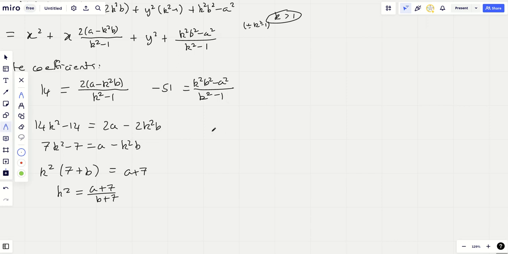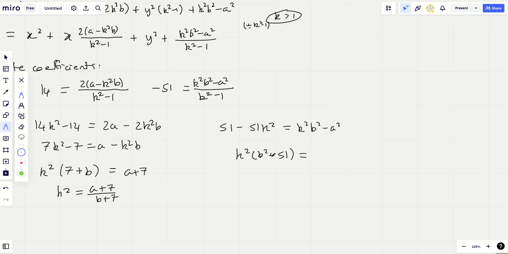So I'm going to times that across. I'm going to have 51 minus 51k squared equals k squared b squared minus a squared. Put the k squareds together again. So I get k squared b squared minus 51 equals, so I'm putting that, which way round am I doing this? Let me just remind myself.